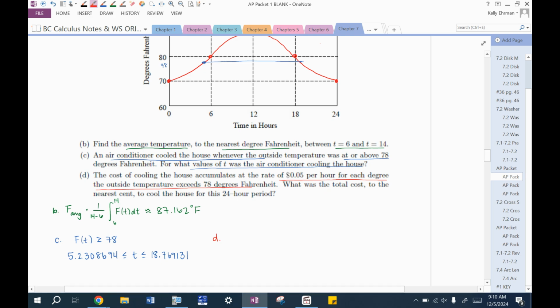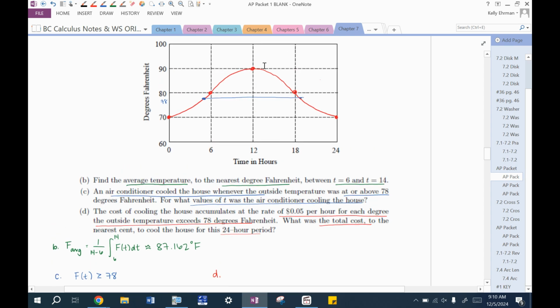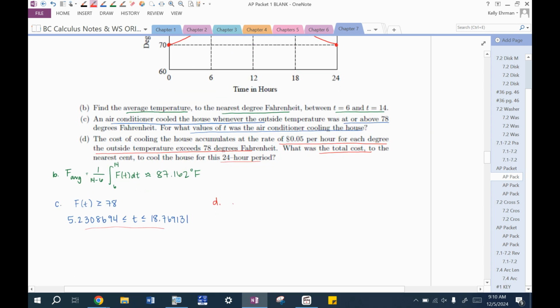So what is the total cost to the nearest cent to cool the house for this 24-hour period? So we know that the house is above 78 on this time span. So I think we need to look at, well, how many total degrees was it over? Because see how it fluctuates a bit? How many degrees total over 78 is it? And then we're going to multiply that by 5 cents. So that would be like 5 cents times the integral of these two times. I think I can get away with this.